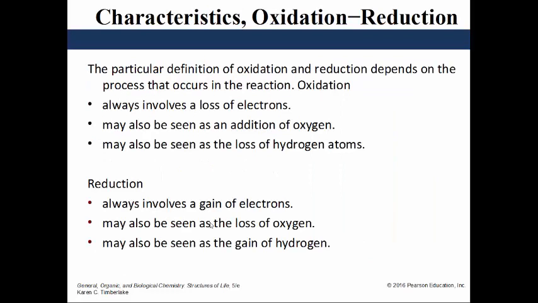Next we'll talk about characteristics of oxidation and reduction. Now the particular definition of these types of reactions depends on what is occurring in the reaction. For oxidation, it always involves a loss of electrons. Remember that phrase Leo, losing electrons is oxidation. It may also be seen as the addition of oxygen, and may also be seen as the loss of hydrogen atoms. For reduction, it will always include the gain of electrons. Remember, Leo goes grr, gaining electrons is reduction. Reduction may also be seen as the loss of oxygen, and may also be seen as the gaining of hydrogen atoms.